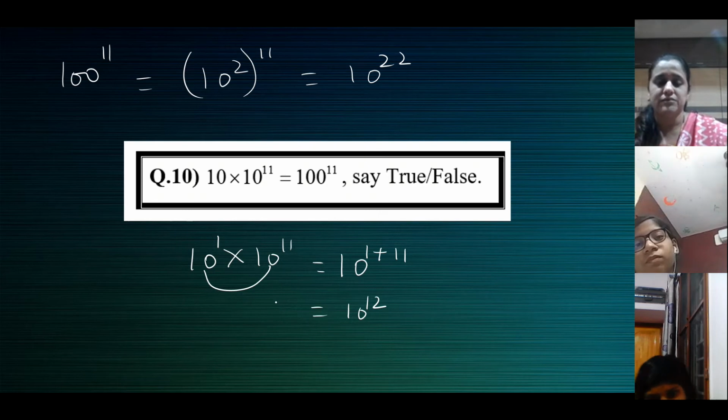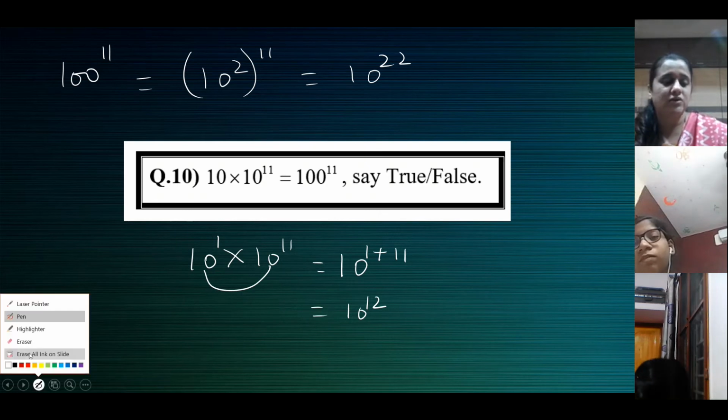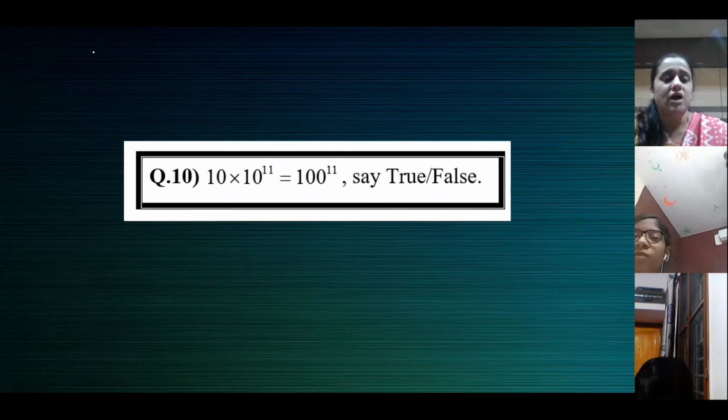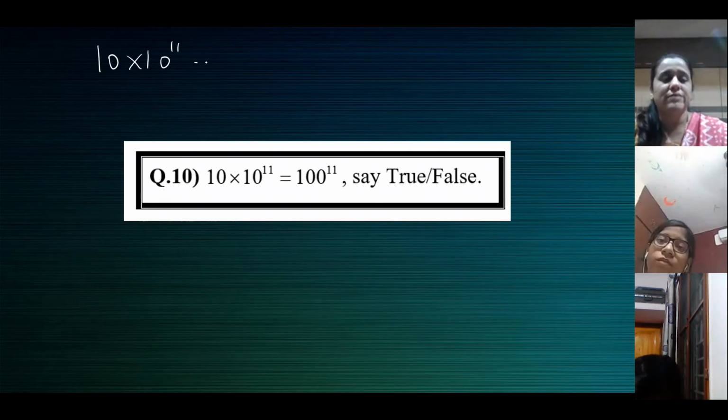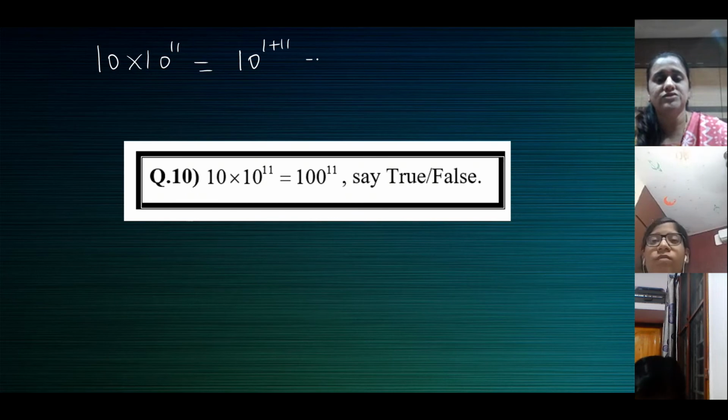Let me tell you again. How do we evaluate 10 into 10 to the power 11? Bases are same and it's multiplication. So we add the powers. So 10 to the power 1 plus 11, which is 10 to the power 12. This is the correct answer. 10 to the power 12 is the correct answer.